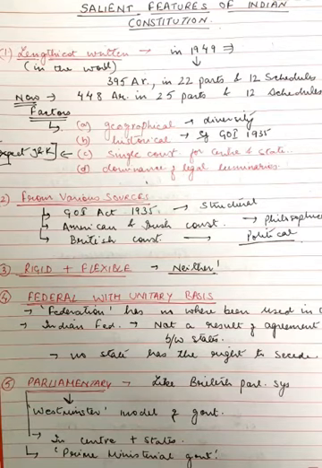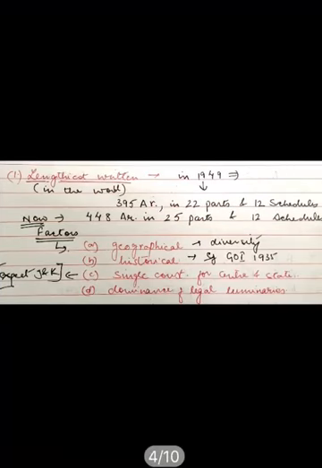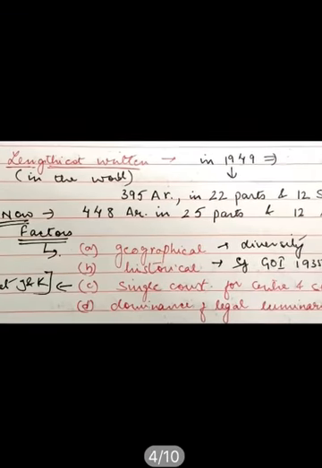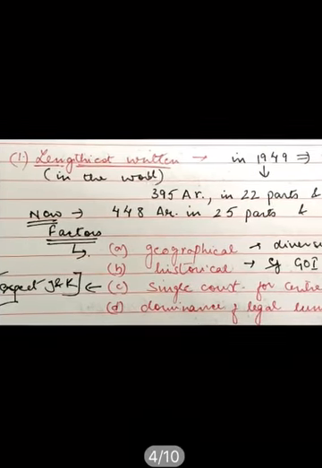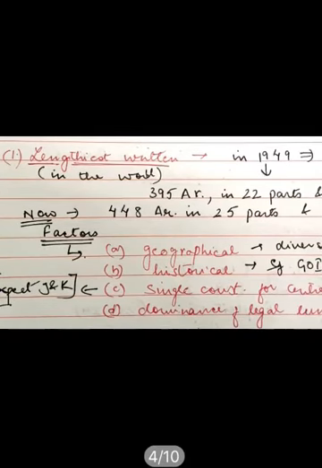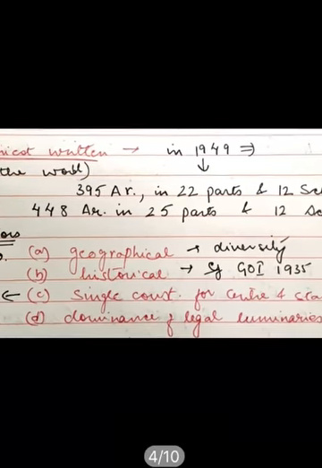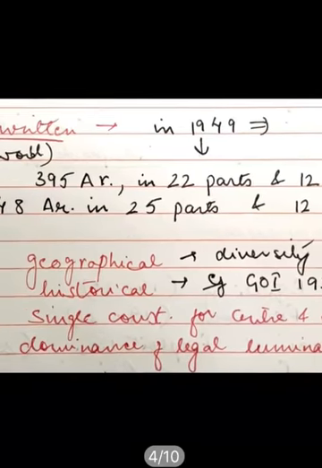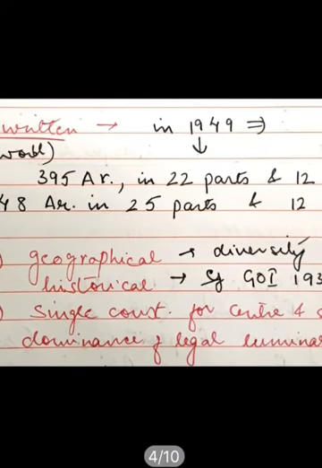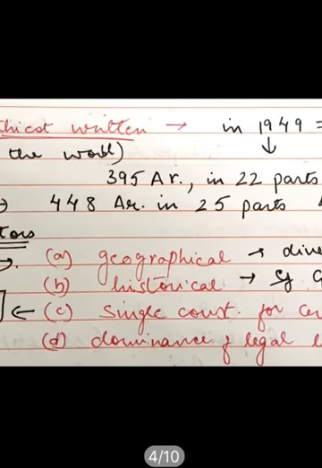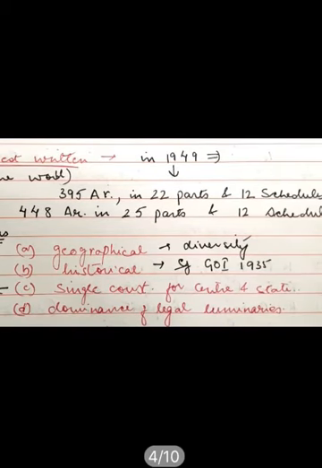And going through the salient features of the Indian Constitution, here we have the first point as the lengthiest written constitution. The Indian Constitution is the lengthiest written constitution, and originally it had 395 articles divided into 22 parts and 12 schedules. But now, in 2018, it has 448 articles in 25 parts and 12 schedules.